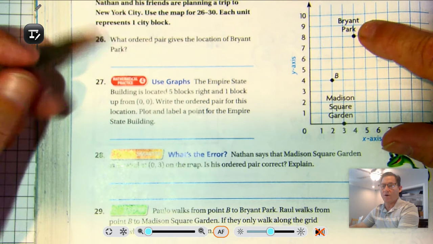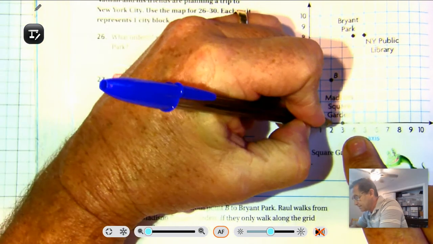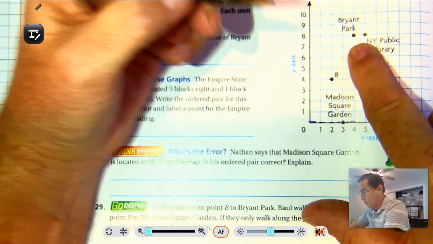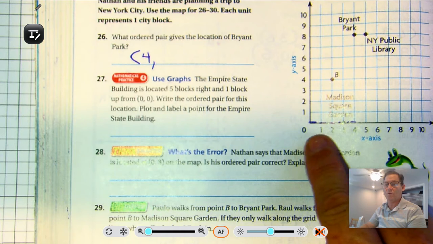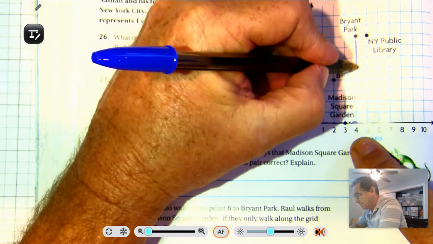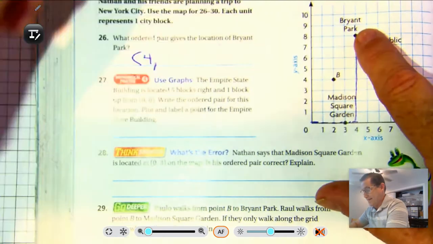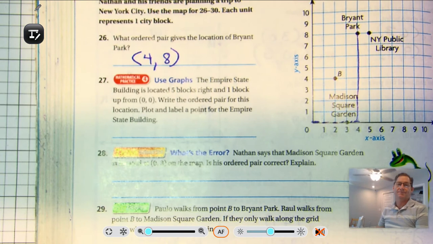So here's Bryant Park. And I noticed that Bryant Park is 4 to the right from the origin. Go over 4 to the right and go up to 8. 4, 8.